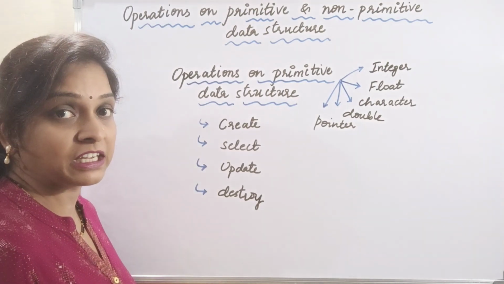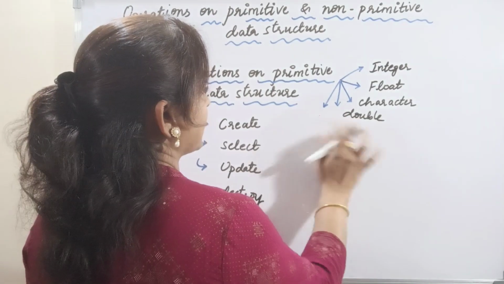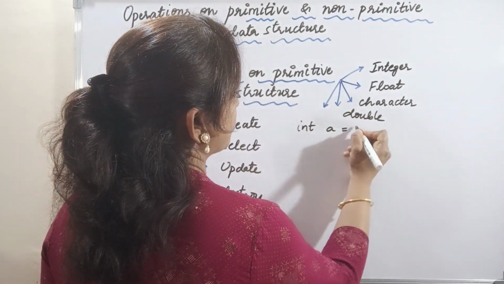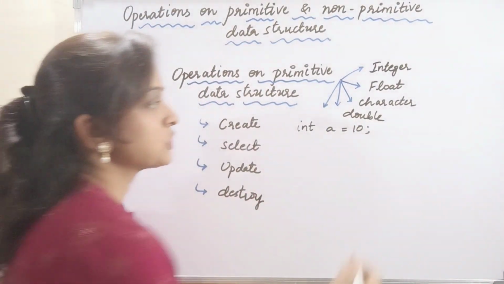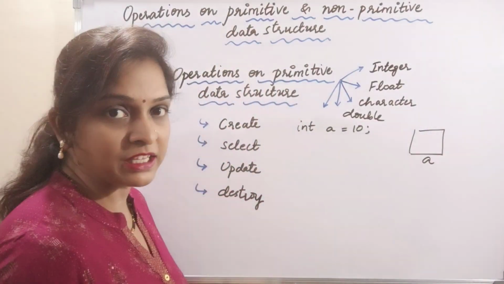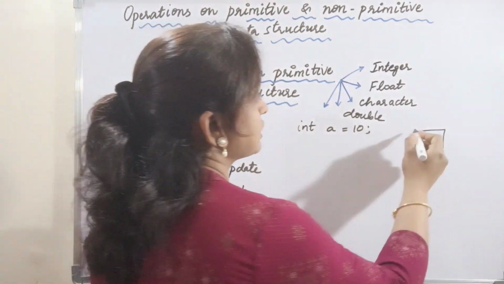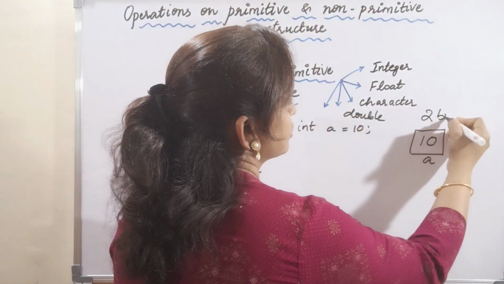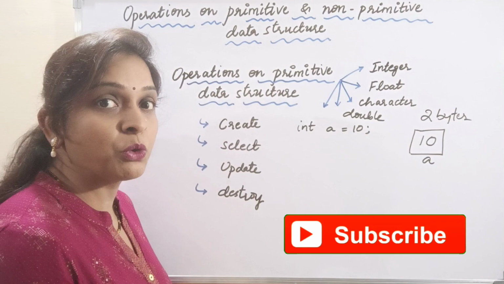So what is this create? We need to create a data structure. So I say int a equal to 10. So I am creating this integer data. A memory block will be allocated and the name for that will be a, and the value that I can store is 10. Say if it is 16-bit, 2 bytes of memory will be allocated for this. So I am creating this new data structure.